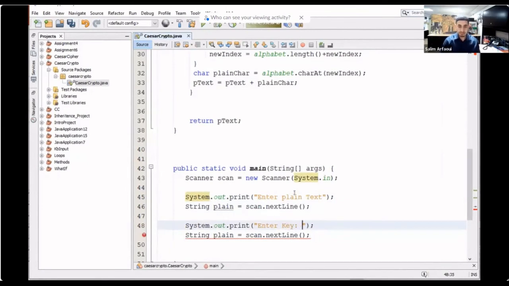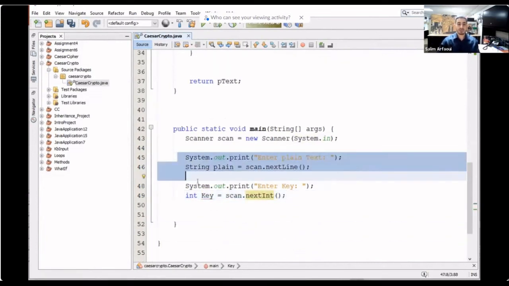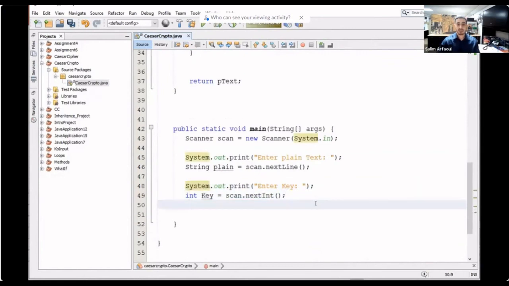Okay. Let's make it look better. All right, and then this is going to be an integer value. So I'm going to make it int key. And it's going to be next int, not next line. Okay, so that's prompting the users to give me the plaintext and also to give me the key.